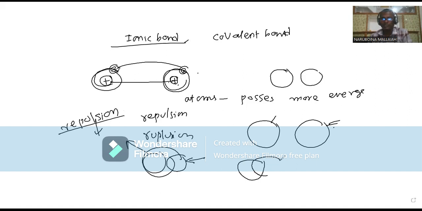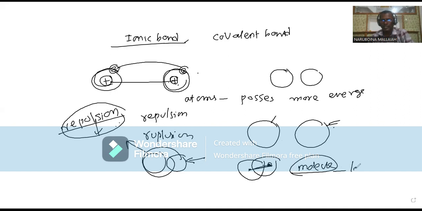Suppose these two atoms come close like this. Then this length is called bond length. At a certain length, the repulsion forces are reduced. There will be attraction. That force of attraction is called chemical bond. I hope you understood. When these two atoms combine, a molecule is formed.